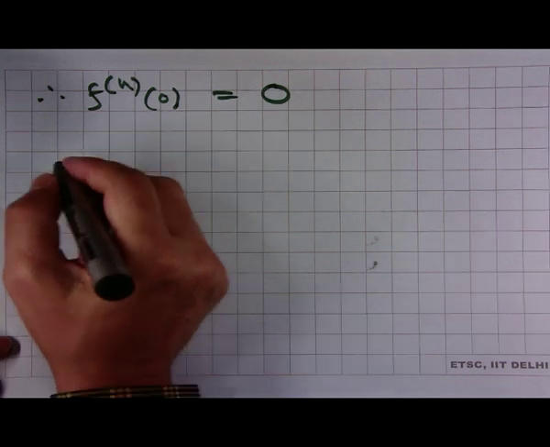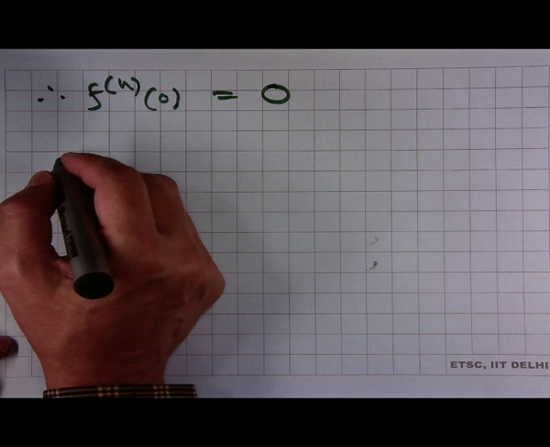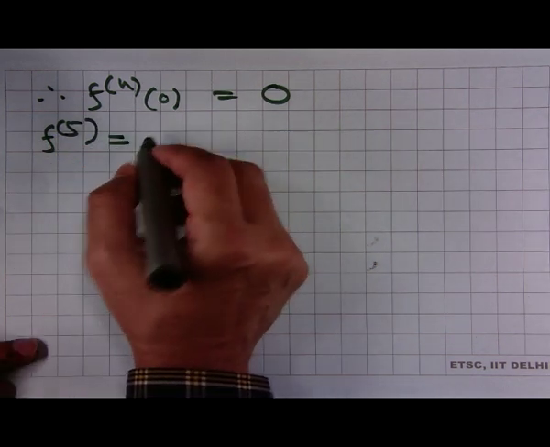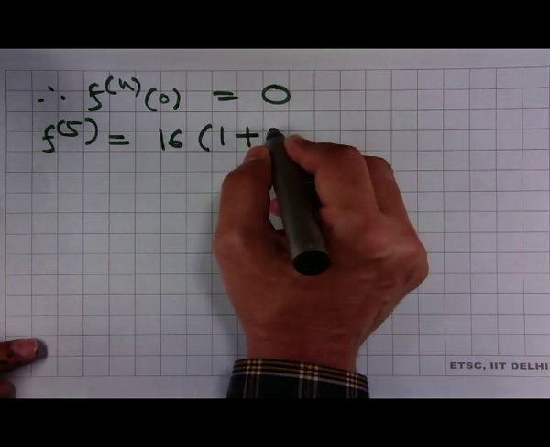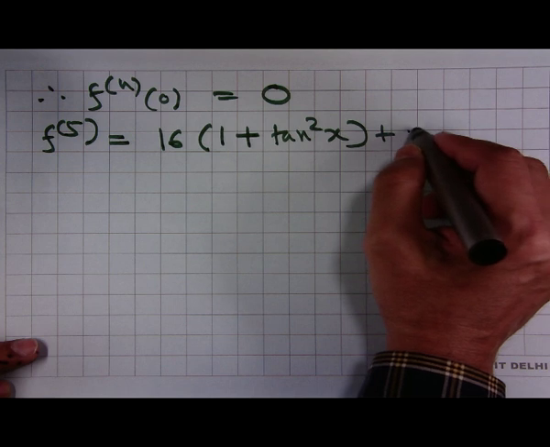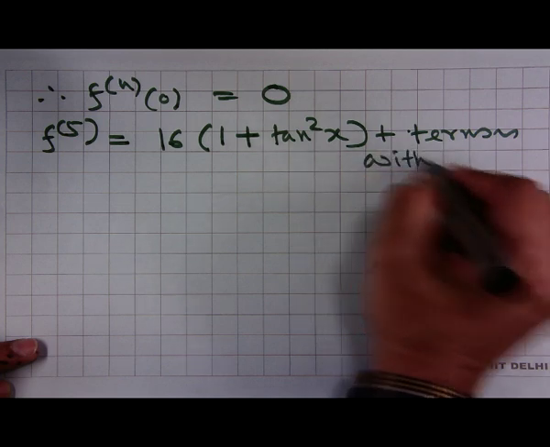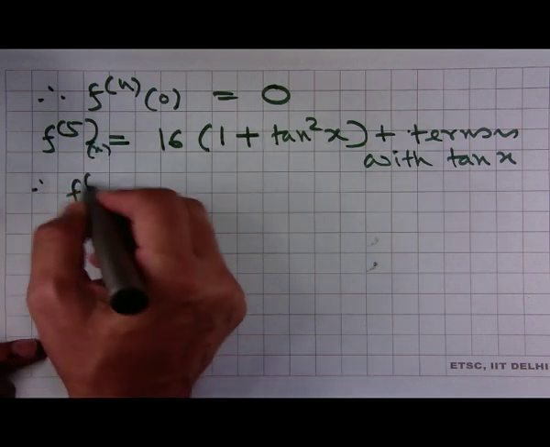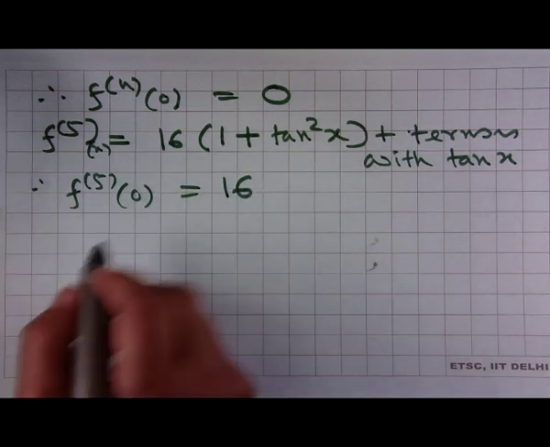In a similar way, we can get f 5 x is equal to 16 into 1 plus tan square x plus terms with tan x. Therefore, f 5 at 0 is equal to 16.